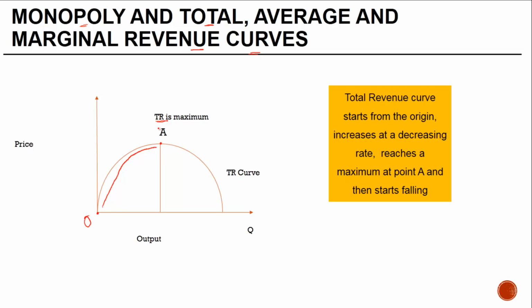But after that, even though the demand is there, people are not ready to buy it beyond a particular price. So the total revenue is maximum at this point A. The total revenue, which started from the origin, increased at a decreasing rate, reaches a maximum point, which is A. But thereafter it starts falling, right? With every increase in output, the total revenue will start falling.